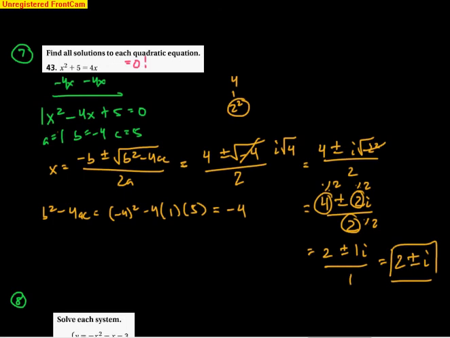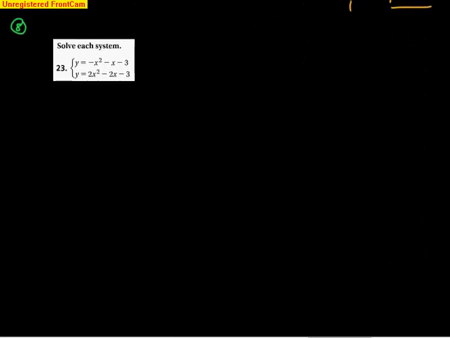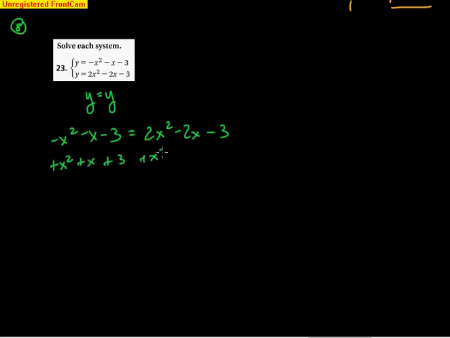Okay, last problem here. Solve each system. So remember, we are looking for where these 2 graphs intersect. And to do that, we are going to set y equal to y. That is, the top and bottom equations equal to each other. Negative x squared minus x minus 3 equals 2x squared minus 2x minus 3. And what I will do is I will move everything to the right to keep the x squared positive. So I'll add x squared, I'll add x and I'll add 3.